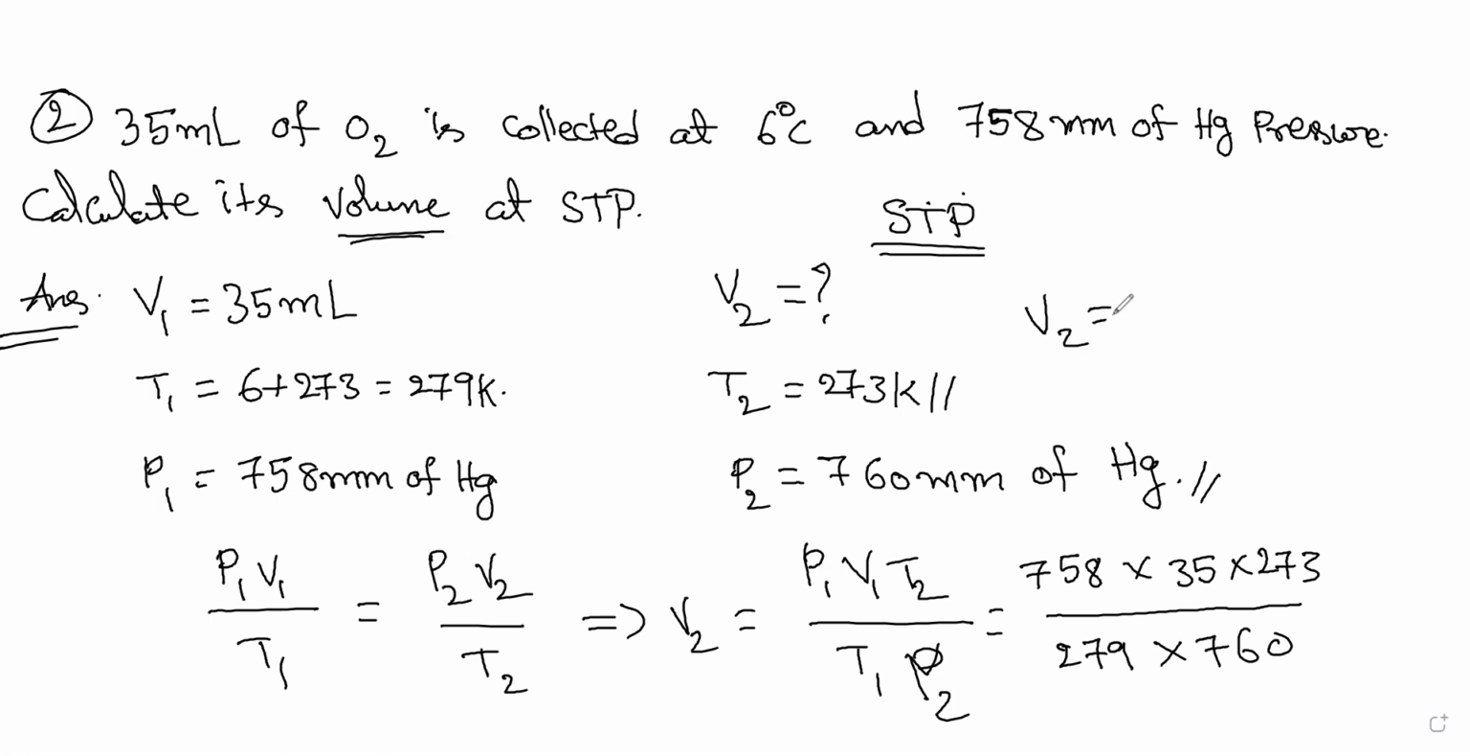So V2 is what we need. V2 is about 34.16 ml. Once we calculate, 34.16 ml is what we get.